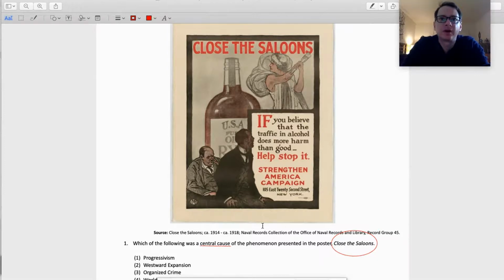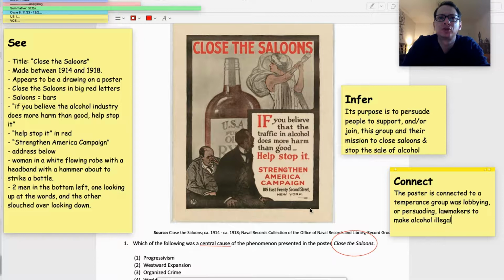Before even looking at the possible answers, I'm already brainstorming, trying to connect what I know about the central causes with what I learned about this image during my see, connect, infer analysis. In particular, I'm thinking about what led temperance groups to promote the prohibition of alcohol in an attempt to address issues and problems plaguing American society, just like many other groups and individuals during the Progressive Era.